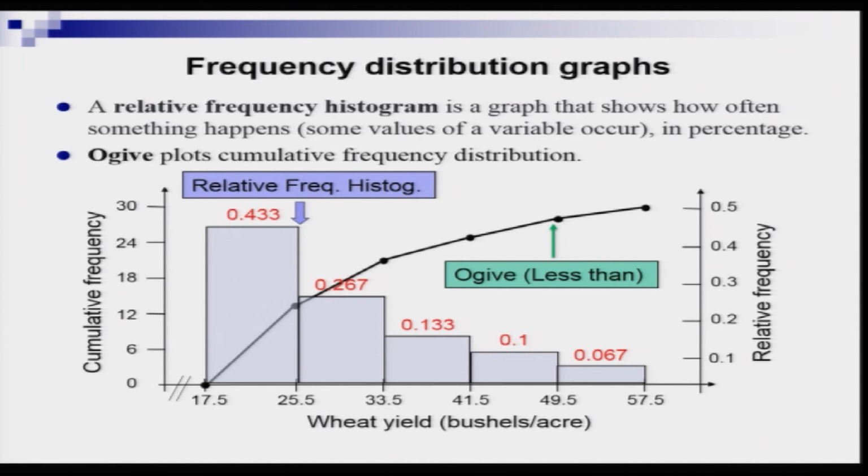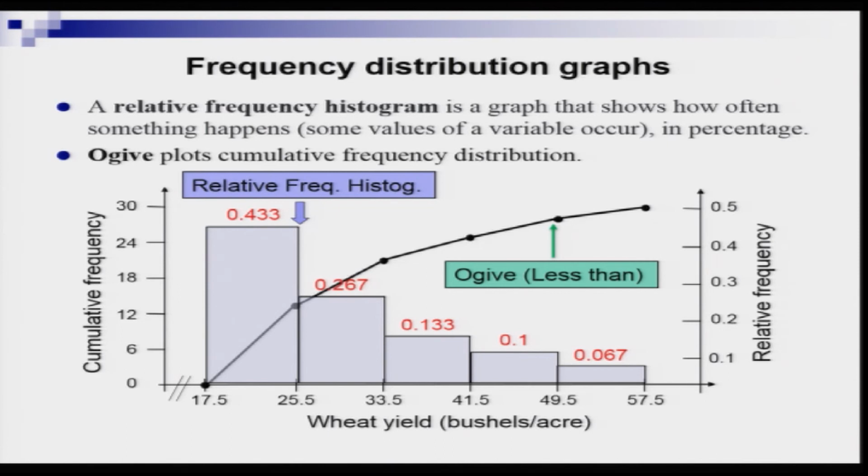Of course, the more than type can be drawn, but I will also explain what I mean by less than and more than, so that the more than type ogive you can try yourself. So, the ogive is of less than or more than type according to the cumulative frequencies used, right.